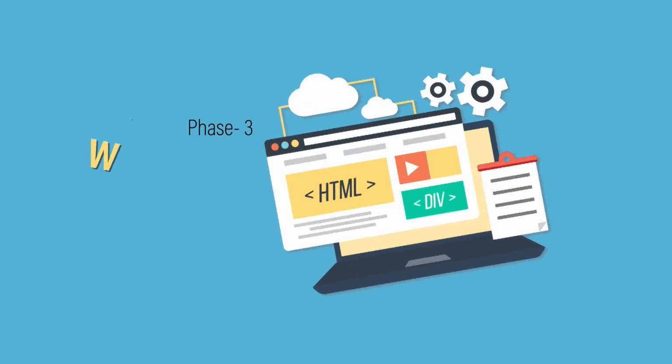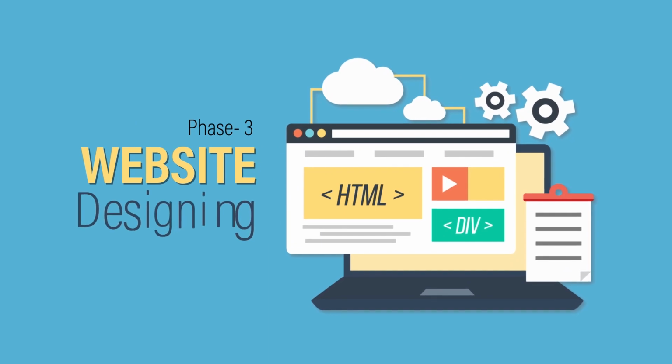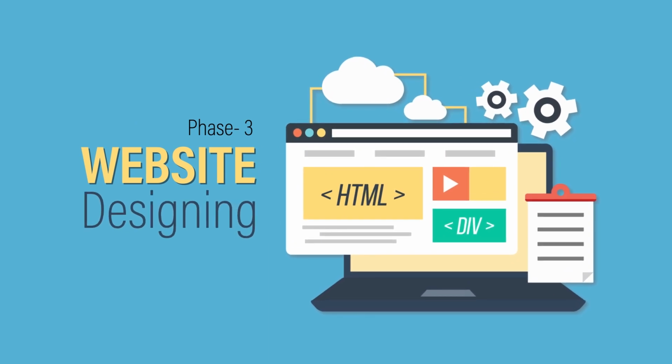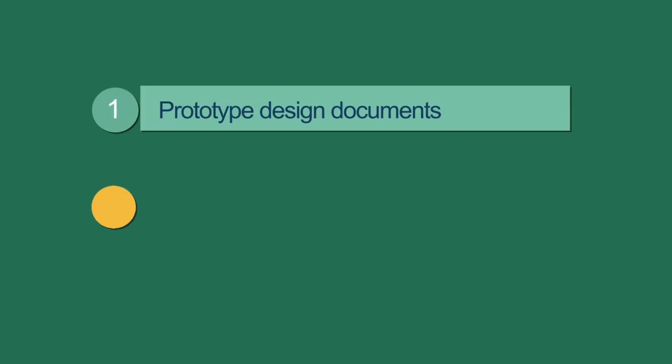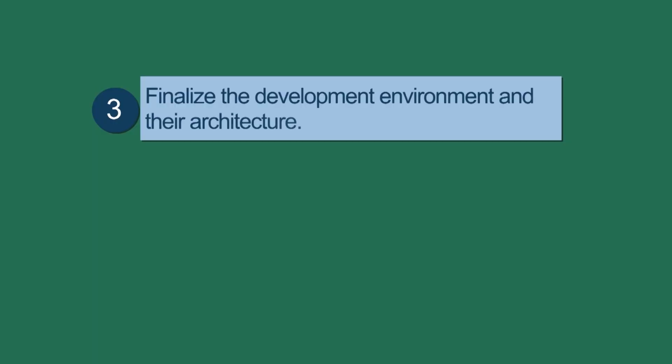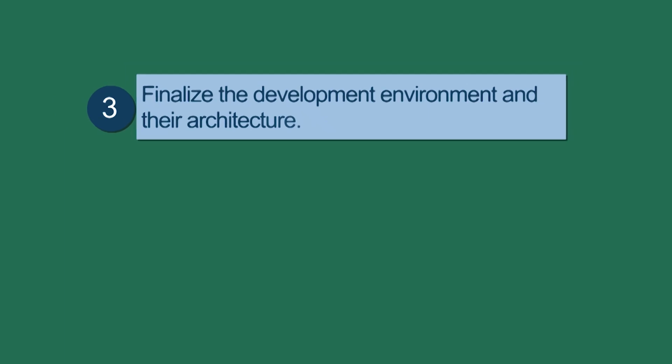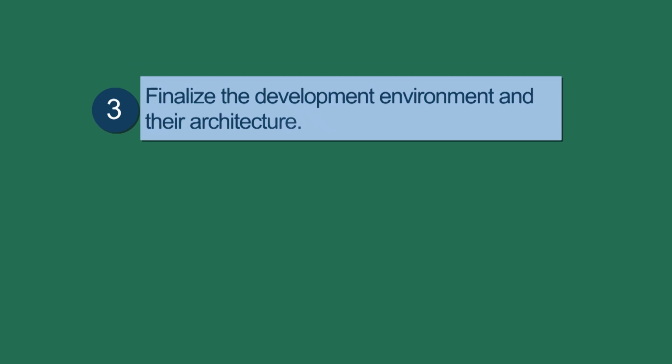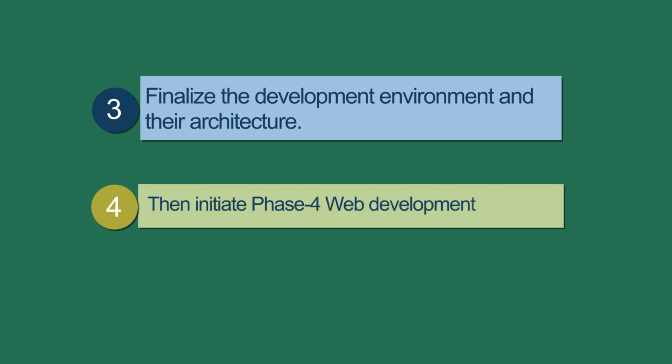Once the design task is completed, then we can go for web designing. So, website designing is very important, which is based upon the design principles and their website components. The development team will prepare the following, that is prototype and design documents. Then you have to work closely with your designer, exchanging ideas until you arrive at the final design for your website. In this designing phase, you have to finalize the development environment and their architecture, that is the detailed design documents, development and testing strategies. Then initiate phase 4 for web development.